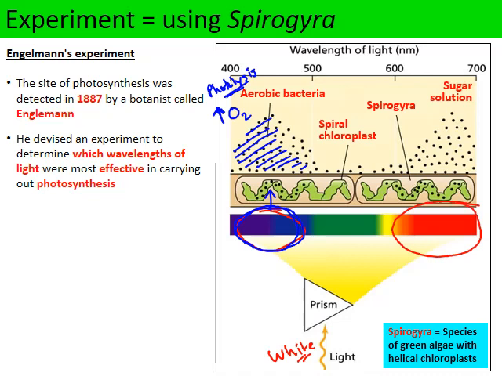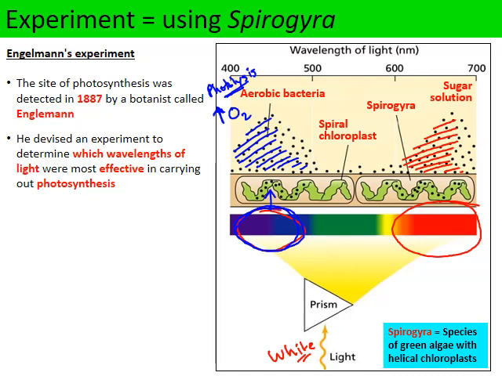Now we know the red light on the right hand side, again we can see an accumulation of these obligate aerobe bacteria around the Spirogyra that has the absorption of red light in its chloroplasts. So we know oxygen is being released from the Spirogyra in this area, and that concentrates these bacteria because they can utilize the oxygen for aerobic respiration.